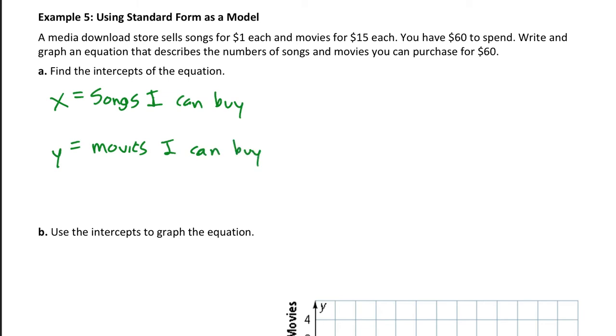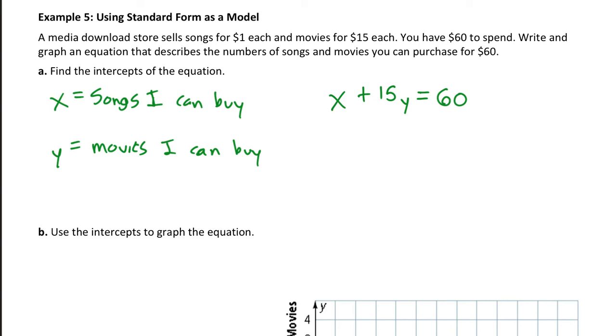To write this as an equation, it's representing the entire cost, so a total cost. So it's going to involve some sort of addition. I'm going to add together my total cost of buying songs and my total cost of buying movies. The way I represent my total cost of buying songs, $1 a song for X songs, could be 1X. I'm just going to write X. Plus $15 a movie for Y movies. The expression for that, cost of movies, is 15 times Y. So that total is going to equal 60.